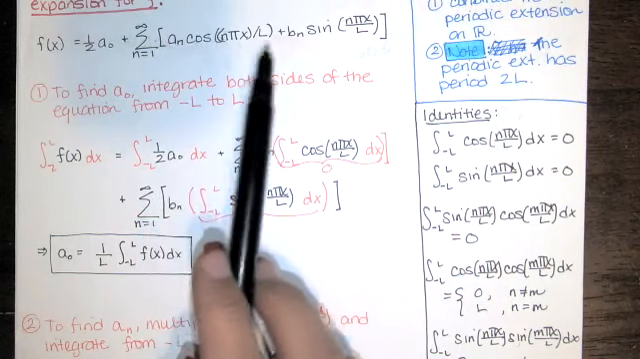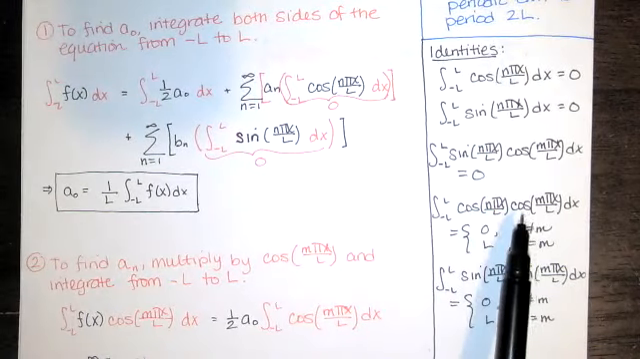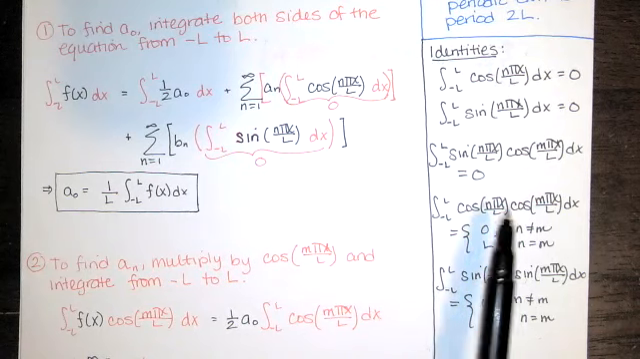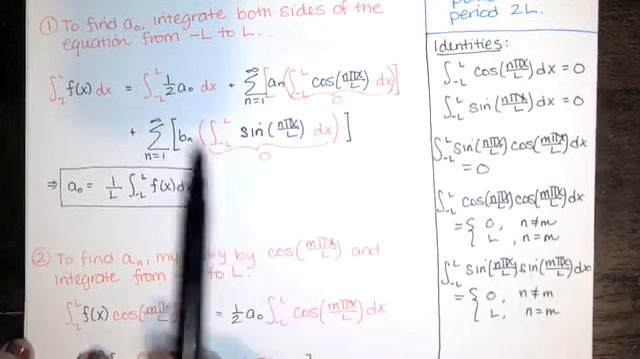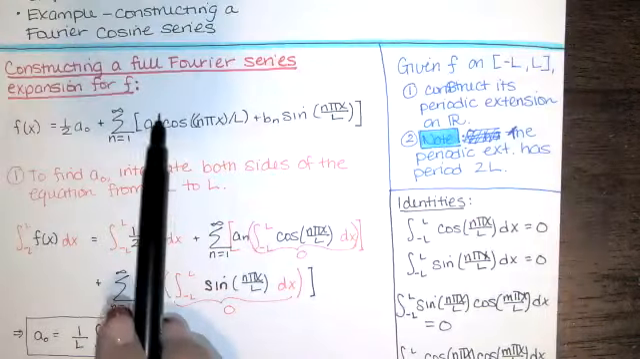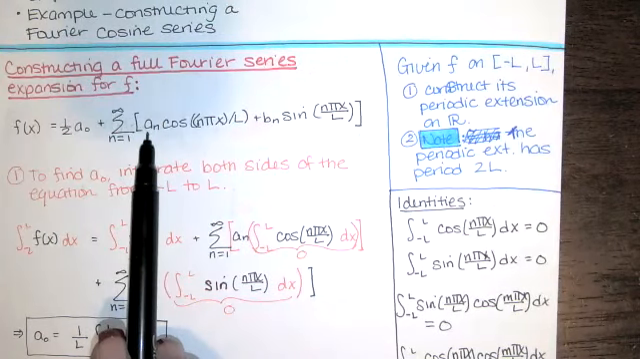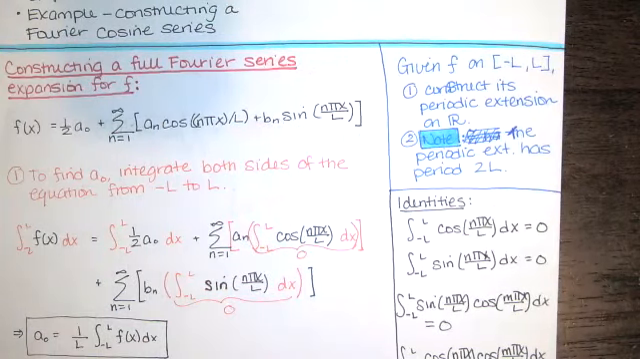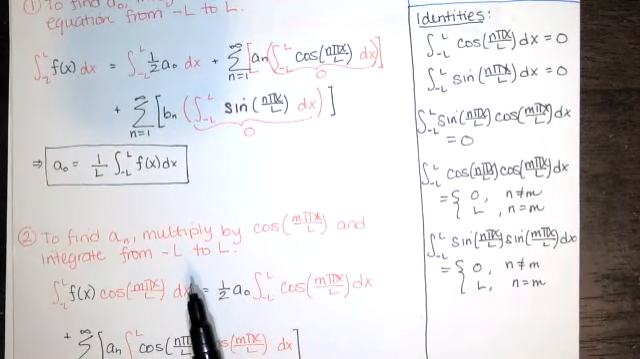If I want to keep some of those, I think I need to multiply by a cosine of m pi x over L. So I'll have a cosine times a cosine, and that'll be 0 most of the time, except for when n equals m, and we'll get L. So that's exactly what we need right here. So in order to find the a sub n's, we will multiply this entire equation by cosine of m pi x over L, and then we integrate from negative L to L.